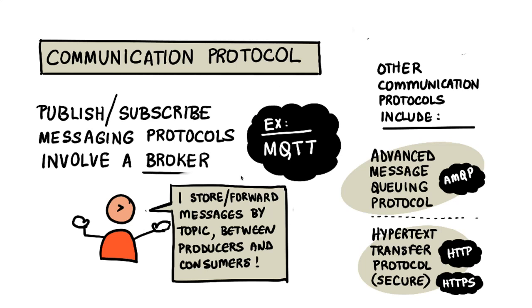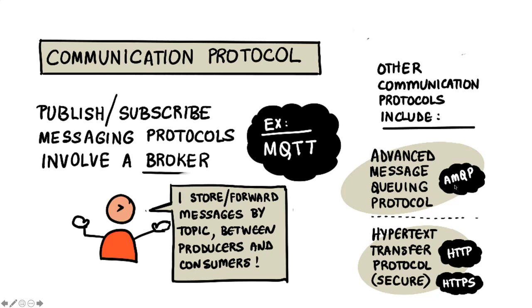MQTT was originally invented by IBM, designed to monitor oil pipelines. It's kind of a low bandwidth, small data packets protocol designed to send lots of data very fast with slow internet connections. And it was designed in 1999 to monitor oil pipelines, and then open sourced and released as an open standard about 15 years later by IBM, which is very cool. So MQTT is standard. You will see others.